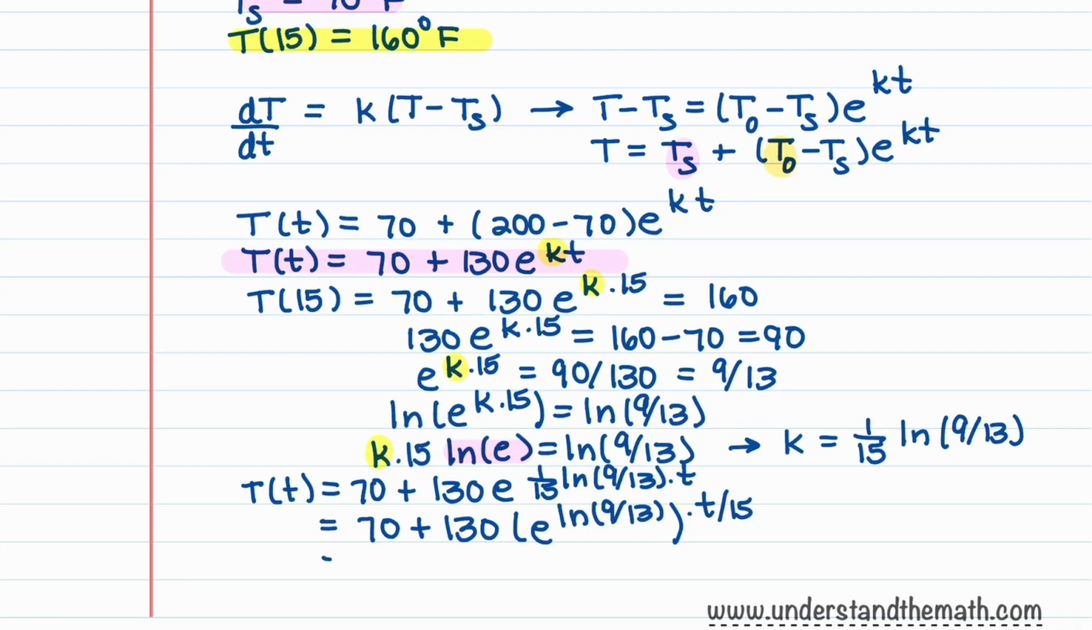And we end up with 70 plus 130 e to the natural log 9 over 13, which is just 9 over 13 raised to the t over 15. And that is complicated, but that is our final answer, and that is our expression for T.